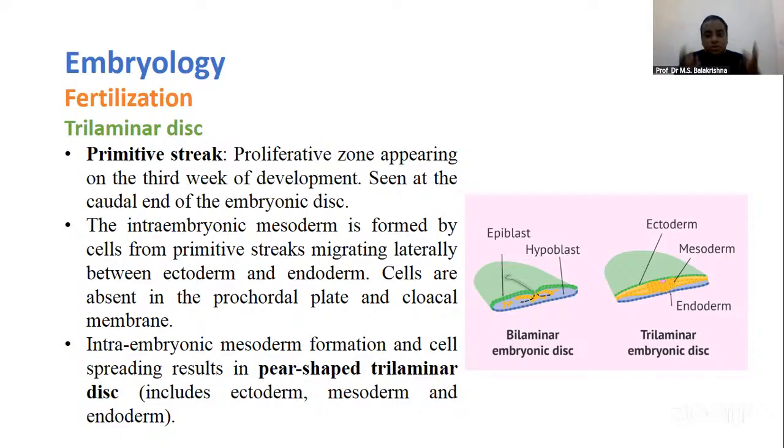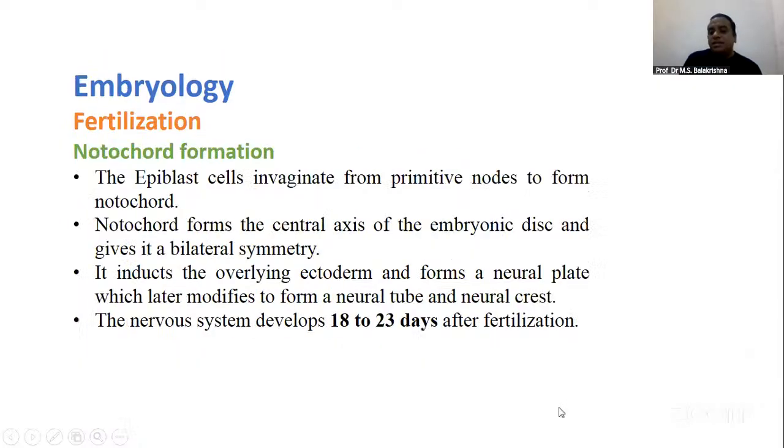The intraembryonic mesoderm is formed by the cells of the primitive streak. They migrate laterally between the ectoderm and endoderm, so one more layer is coming in between, and the cells are absent in the procordal plate. This intraembryonic mesoderm is in the middle, between the ecto and endo. They form a pear-shaped trilaminar disc. So this disc is the place where ectoderm, endoderm, and mesoderm are all present. That is called the pear-shaped trilaminar disc. That is an important MCQ.